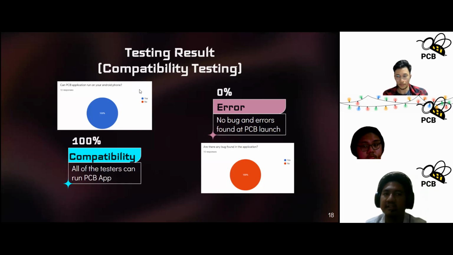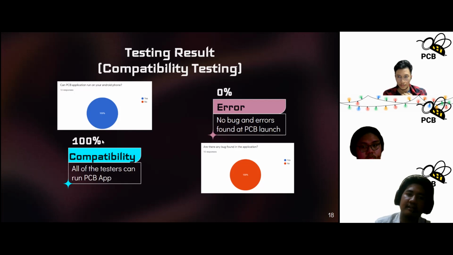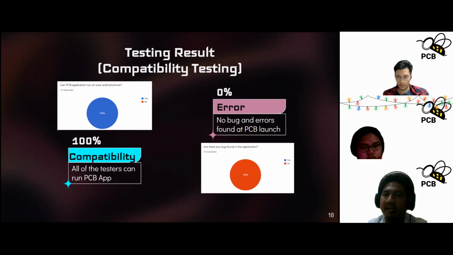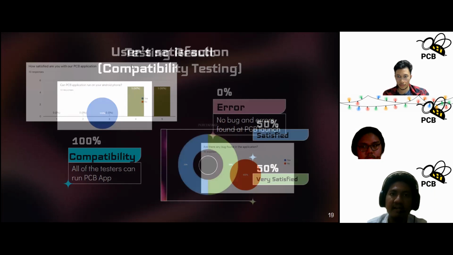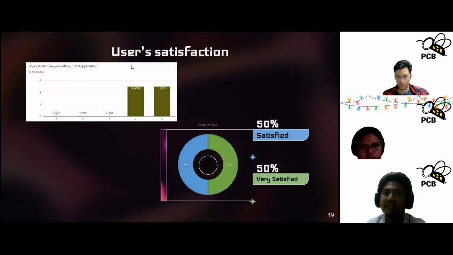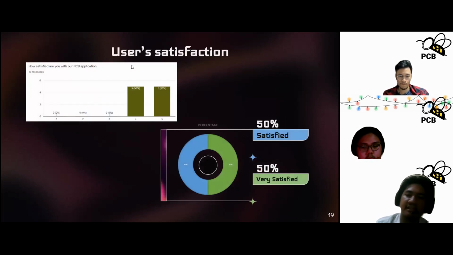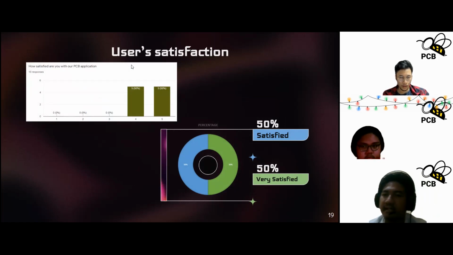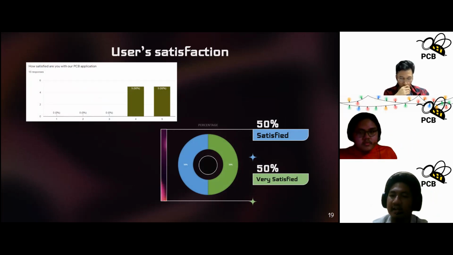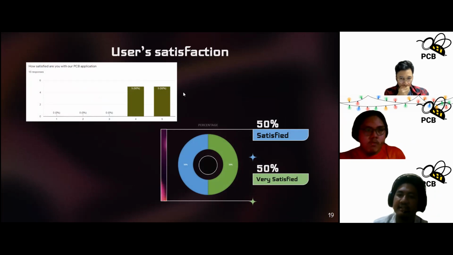You can see the result from the 10 respondents. 100% of the testers can run our application, and also 0% bugs and errors were found in our application when launched. And then user certification from 10 respondents: about 50% is satisfied and the other 50% is very satisfied.